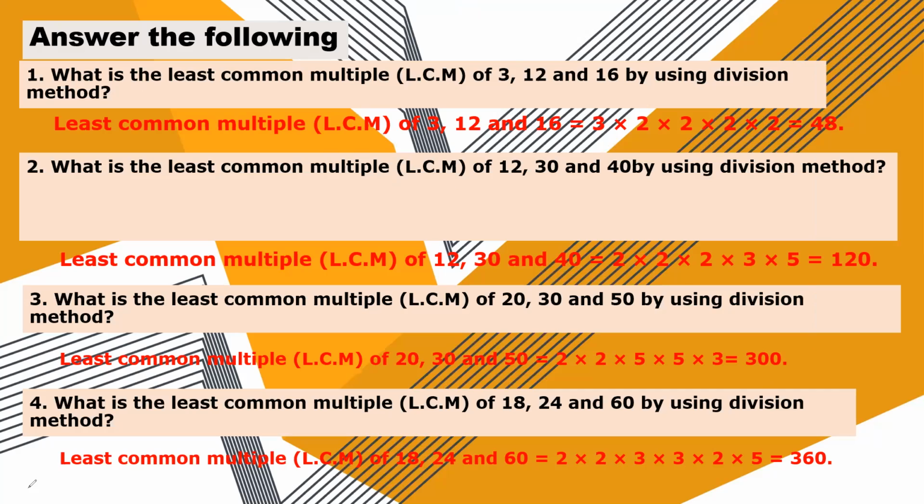So what is the least common multiple of 3, 12, and 16? Using the division method it is 48. Number 2, what is the least common multiple, LCM, of 12, 30, and 40 using short division? All of this is using short division. So number 2, the answer is 120. Number 3, the LCM of 20, 30, and 50 is 300. And number 4, the LCM of 18, 24, and 60 is 360.